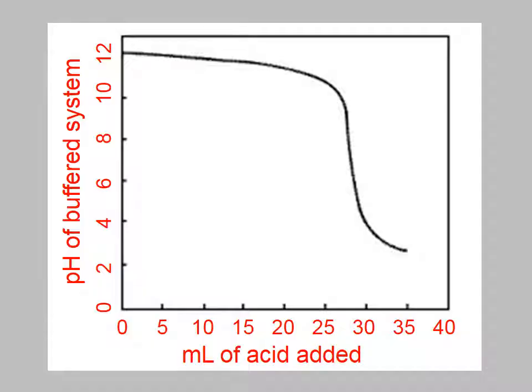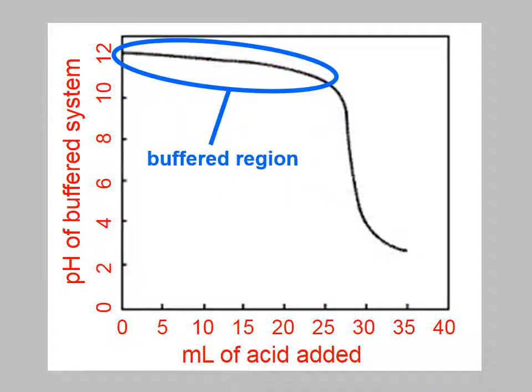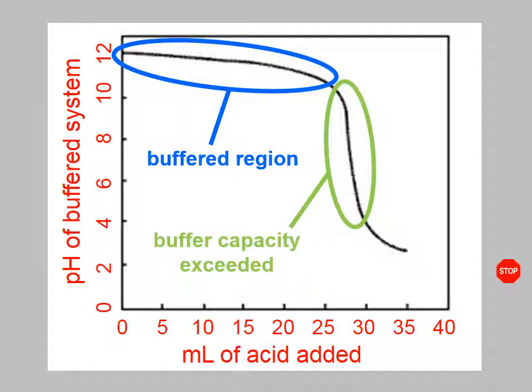Let's end this by looking at the graph of a buffered system, which, as you can see, starts out basic with a pH of 12, and down in the bottom we're adding acid in. You can see that as we add milliliters of acid, the pH is dropping. It's dropping, but at first it doesn't drop by that much. We have to add quite a bit of acid before all of a sudden the pH falls off the table, and that's how we know that we've exceeded the buffer capacity.